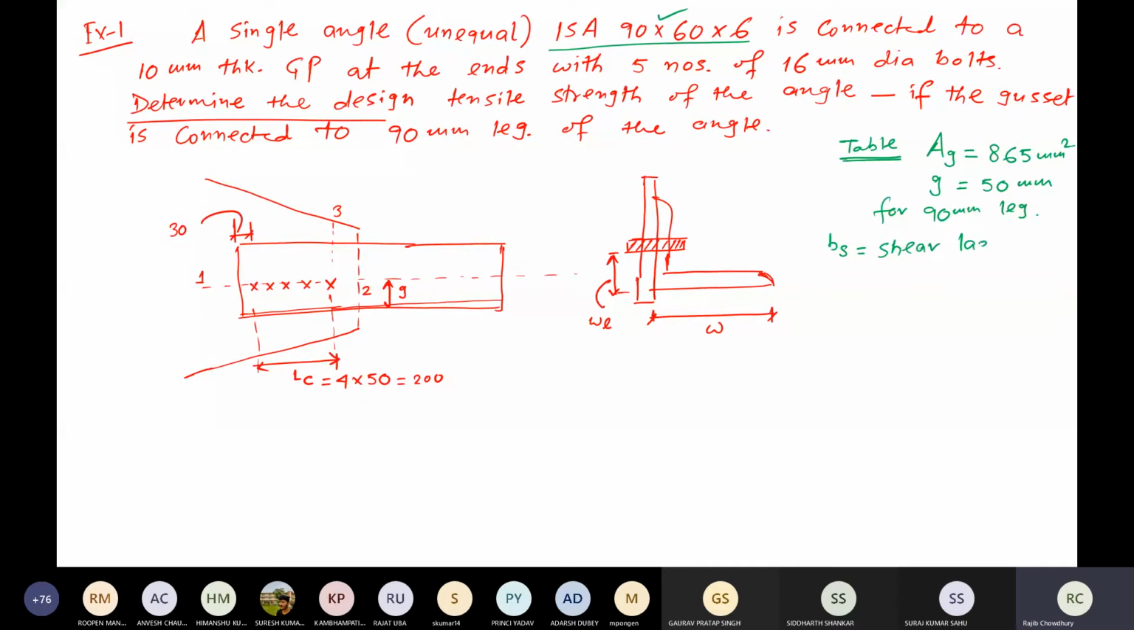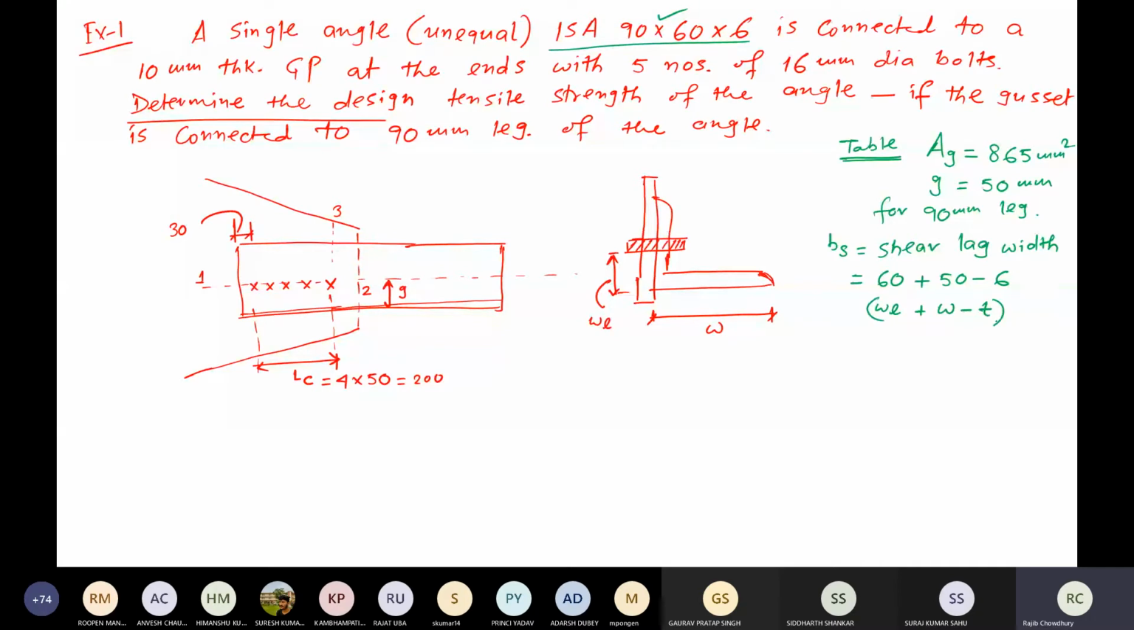Shear lag width. How much would it be? There is a generic formula to find out the shear lag, because definitely the shear lag would be there. So we are going to find it out. The shear lag is basically nothing but 60 plus 50 minus 6. What are the 60, 50 and 6? 60, 50 and 6 are the L, WL. This is the WL plus W minus T.